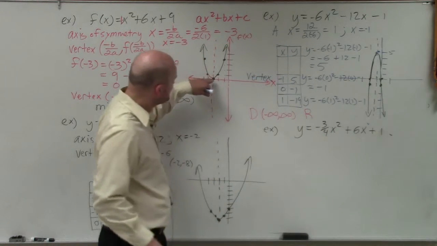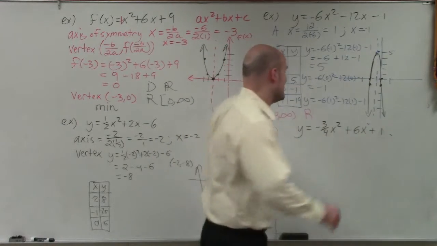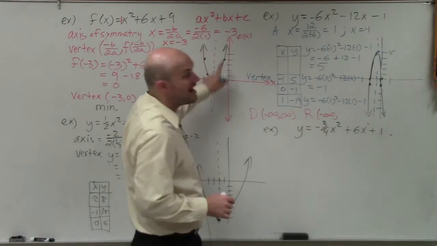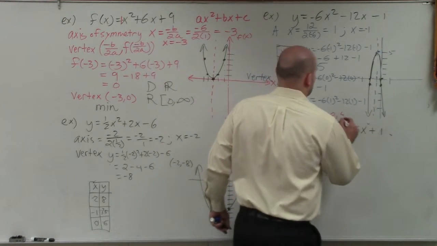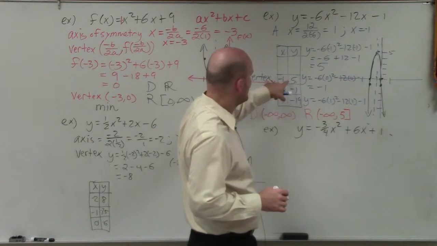Well, here the lowest value was 0. Here the lowest value is going to keep on going down to -infinity. So it's going to be to -infinity. And then here the highest value is infinity. Well, here the highest value is +5. And that's included. Now my vertex, which I also wrote, is -1, 5.